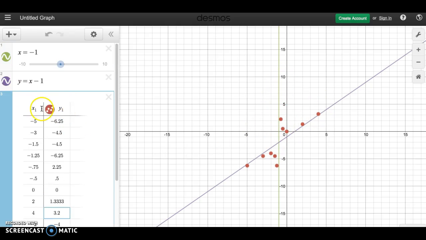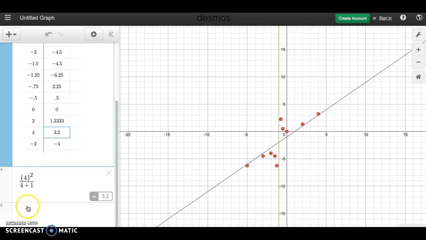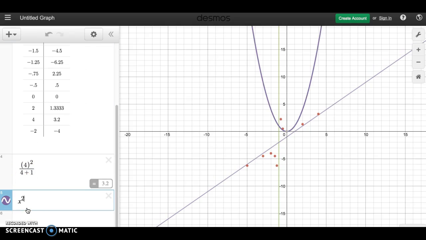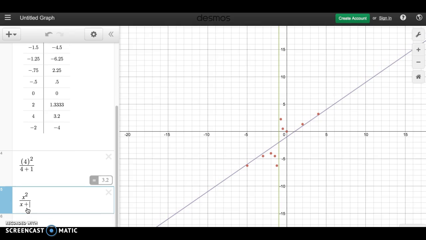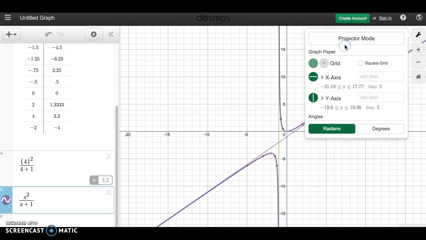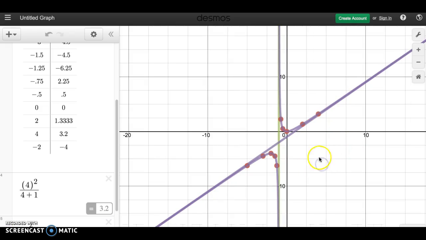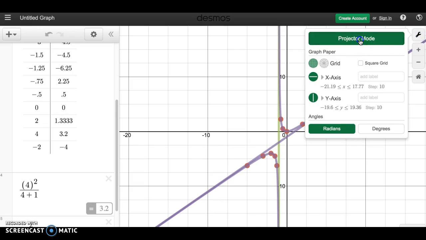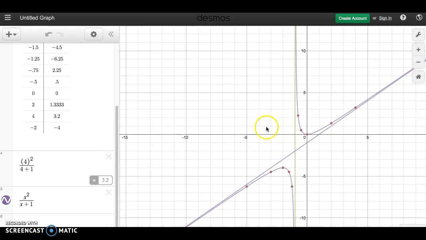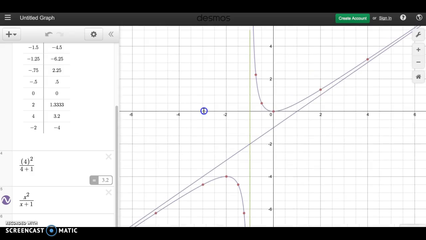Now if I go ahead and plot the entire thing of x squared divided by x plus 1, you can see how it hits all the points that we just graphed. Go to projector mode, and you'll be able to see the points a little bit bigger. Take it out of projector mode, it's a little bit clearer. There we go. That looks prettier.